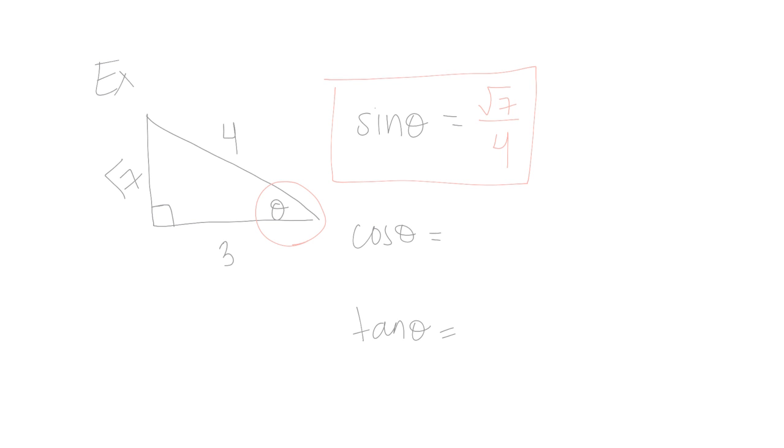Okay, cosine is going to be adjacent over hypotenuse, so the adjacent side here would be the 3, right? That's the side that makes up theta. So it's going to be 3 over the hypotenuse, which is 4. And 3/4 is fully simplified, so that's done. Now tangent of theta is going to be opposite over adjacent. So the opposite again here is square root 7, and the adjacent is 3.